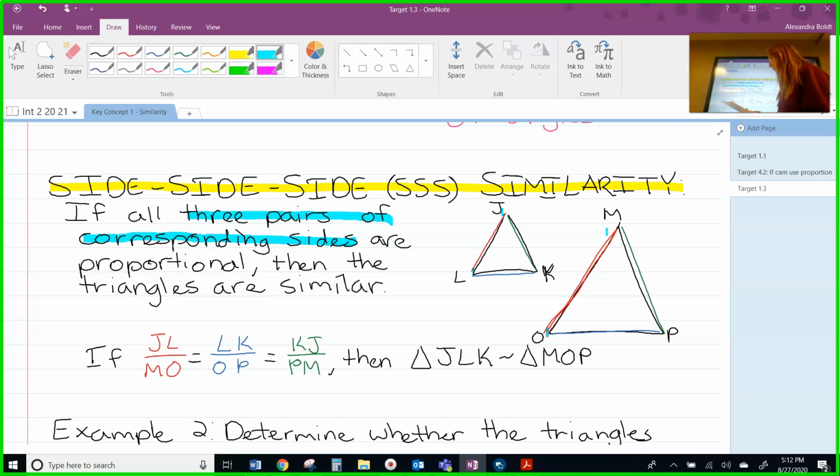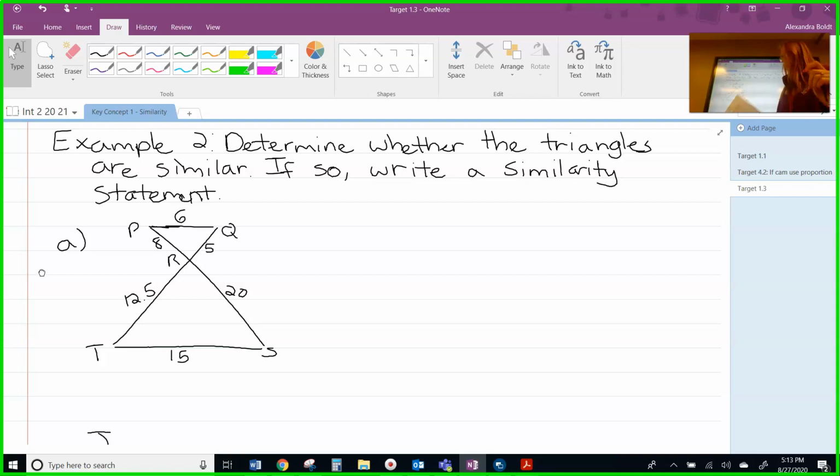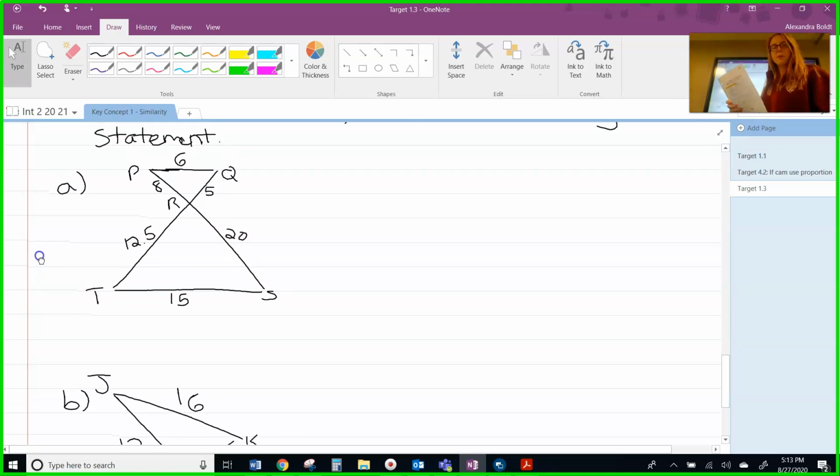Okay, so like I said, these are just nice little shortcuts. So let's look at an example. Okay. So we want to determine whether they're similar, and if they are similar, we're going to write the similarity statement. So when you have sides of your triangle, okay, you want to start with the largest side in each triangle, and then work your way down.